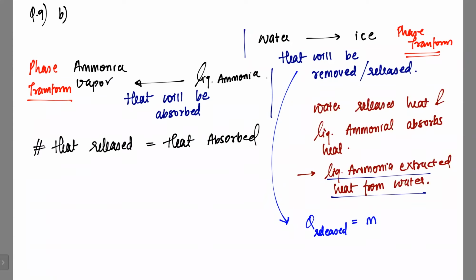Okay. Now, what you can see is that water is getting converted into ice and heat is released. So can I use the formula that Q released is equal to mass M, which got converted from water to ice, into, in this case, the latent heat of fusion for ice. Do you agree with this?